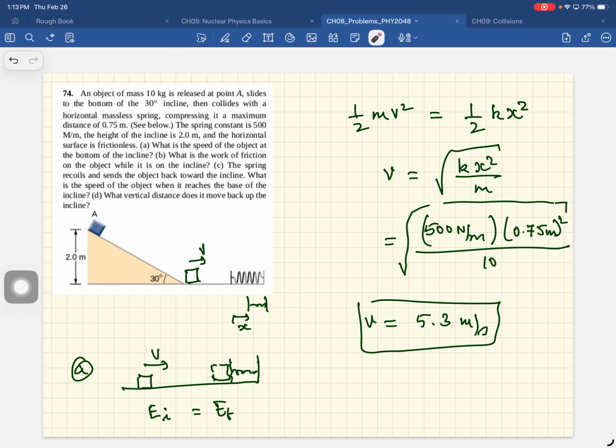Again, how did we solve this? This was a frictionless surface. Mechanical energy is conserved. All that happened was all this kinetic energy got converted to spring potential energy.